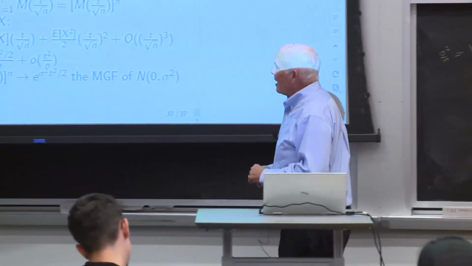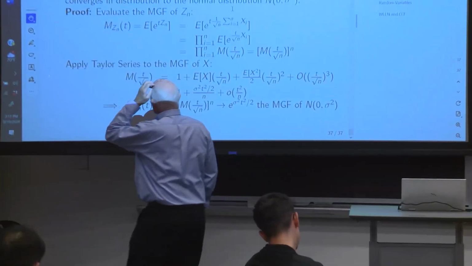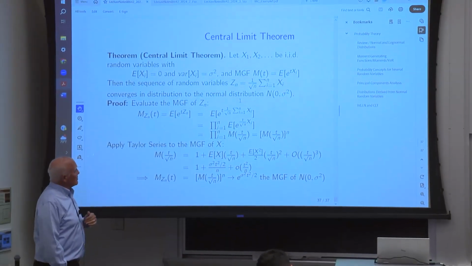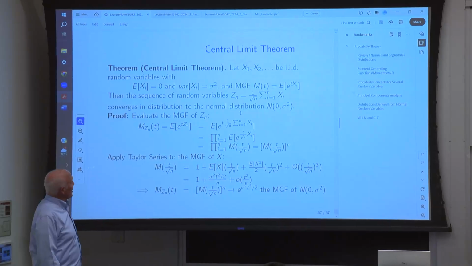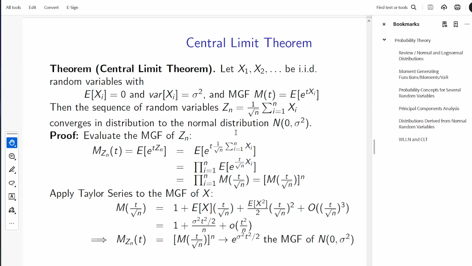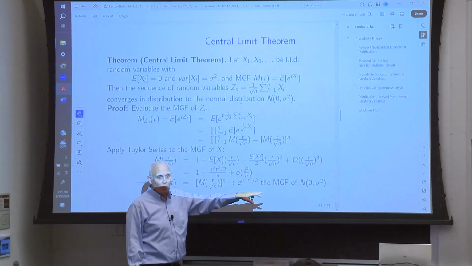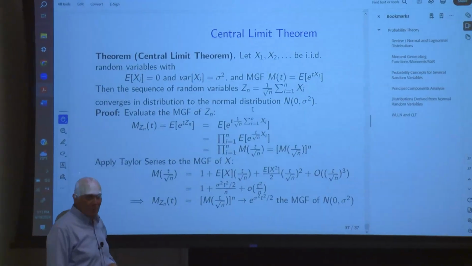Now, what's neat in this proof is just to highlight the use of moment generating functions. And so if we say, let's calculate the moment generating function of Zn, we're going to show that the moment generating function of Zn converges to this moment generating function, which in fact is the normal with mean 0 and variance sigma squared.